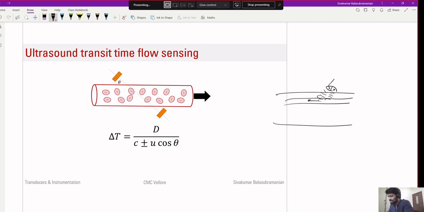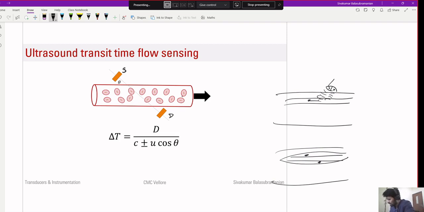Another method is called the transit time method. Again, here the idea is simple, but here you'll have to expose the vessel, so you have your body, and then you expose the vessel that is underneath. Then you place a source here and a detector here, or a source and a detector here and a reflector here, either way. Let's say this is the source, the detector.